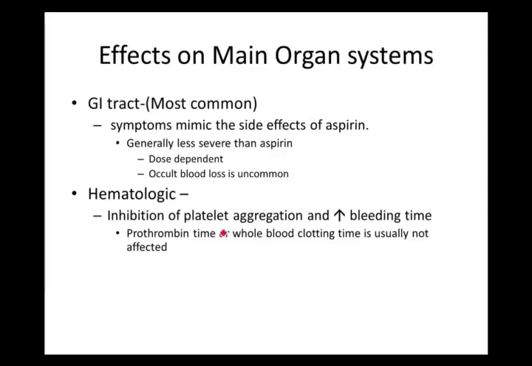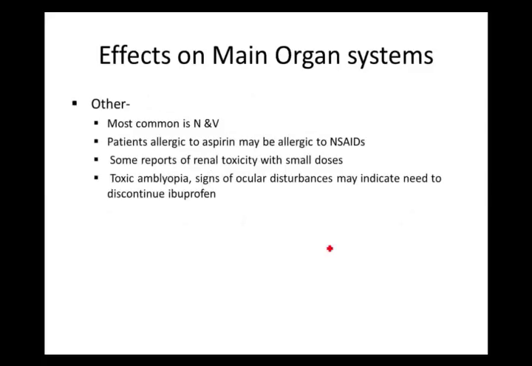Do understand that the prothrombin time and blood clotting time is usually not affected, because you're not really altering the activity of thrombin, and you're not really altering the activity of the other clotting factors within that cascade. The other most commonly encountered side effect or complaint with these drugs is nausea and vomiting. And if a patient's allergic to aspirin, there is some structural similarity to some of the other NSAIDs, so you may want to use some caution when prescribing NSAIDs to patients who are allergic to aspirin.